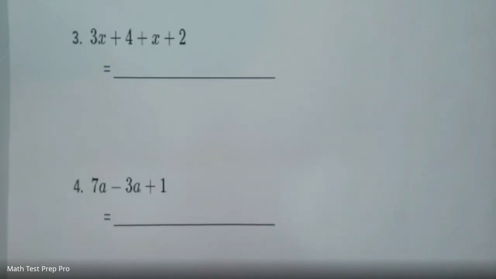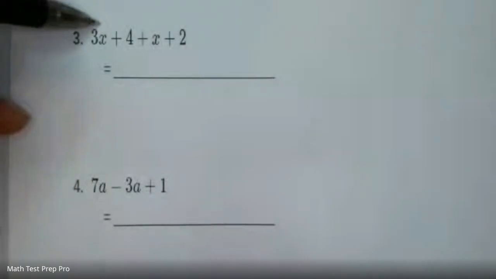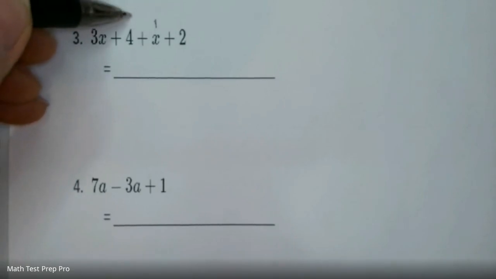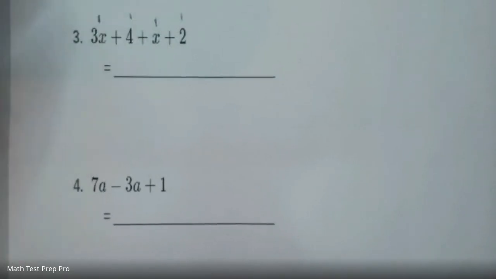So 3x plus 4 plus x plus 2. Now we have 4 terms. The last one we had 3 terms. We had 5y plus 3 minus 2y. We combined the y's and then just left the 3 alone. So we have 3y plus 3. Here we have 2 like term groups: 3x plus x, we're going to combine those. And then the constants, those are like terms too. We're going to combine those.